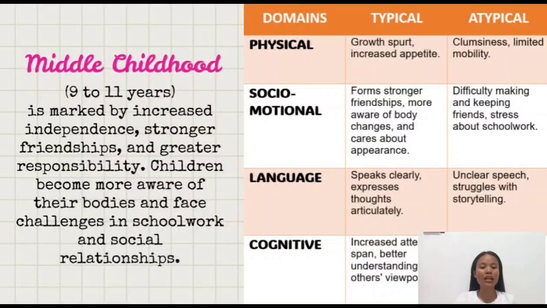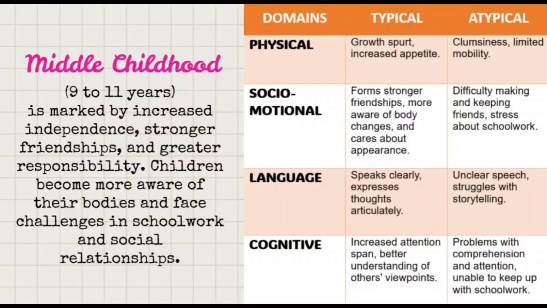Next is middle childhood. 9 to 11 years is marked by increased independence, stronger friendships, and greater responsibility. Children become more aware of their bodies and face challenges in schoolwork and social relationships. For middle childhood, we have here the typical and the atypical development among children under the 4 domains.